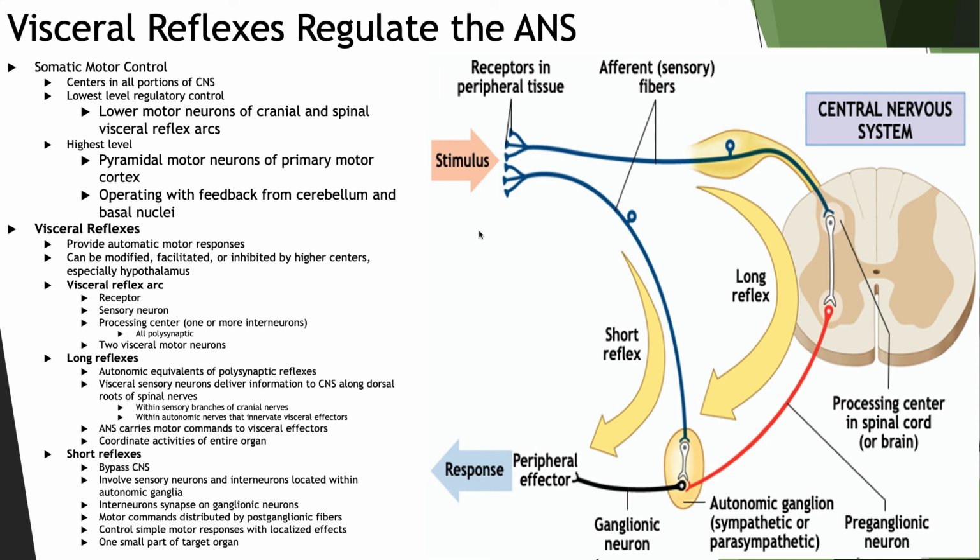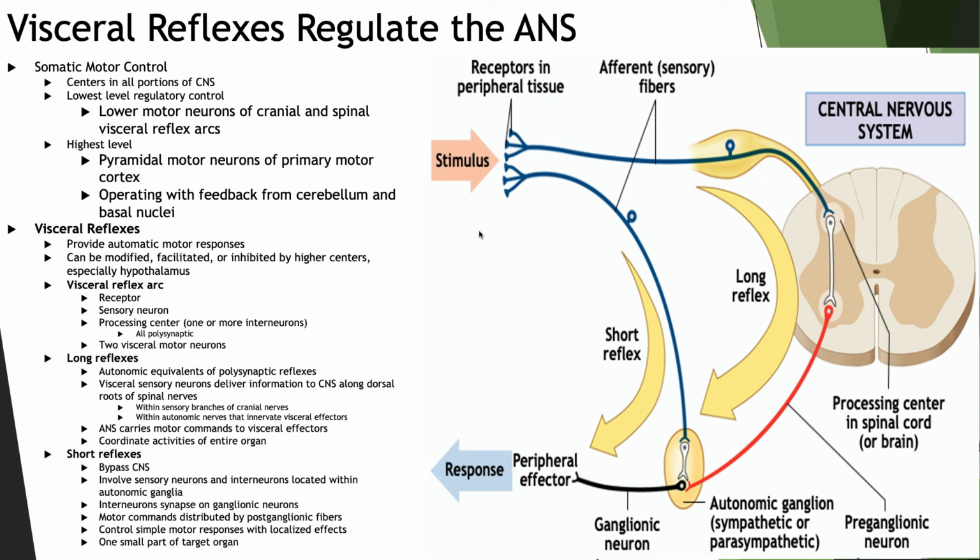Long reflexes typically coordinate the activities of an entire organ. Short reflexes bypass the CNS entirely, and they involve sensory neurons and interneurons whose cell bodies lie in autonomic ganglia. These interneuron synapses on ganglionic nerves and then postganglionic fibers distribute the motor commands. Short reflexes control very simple motor responses with localized effects. In general, short reflexes may control patterns of activity in one small portion of a target organ.